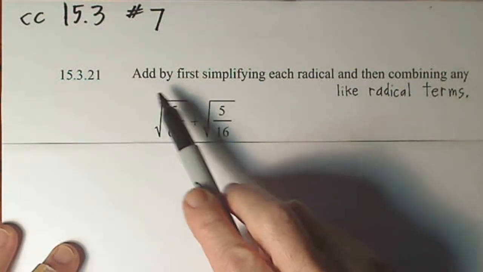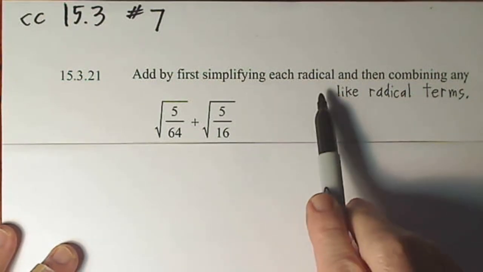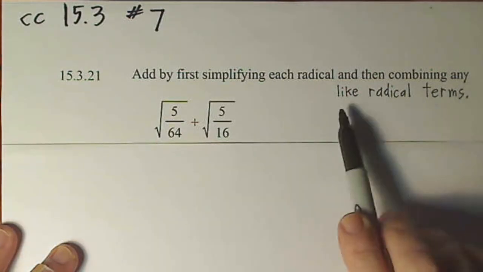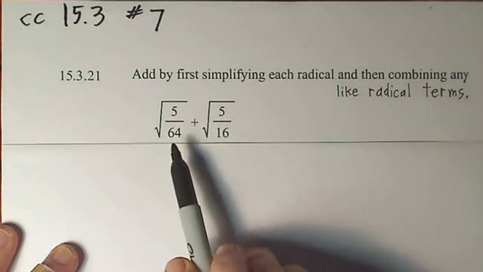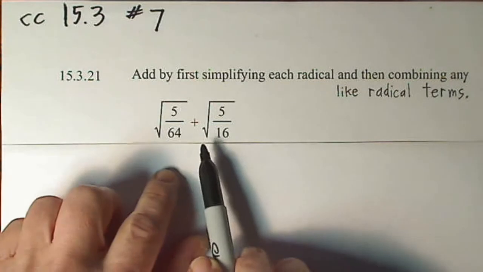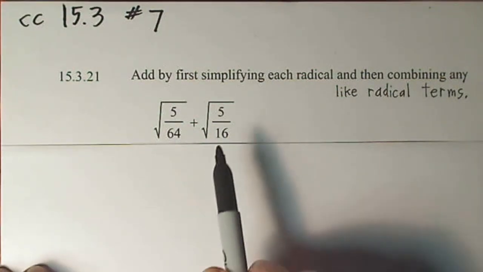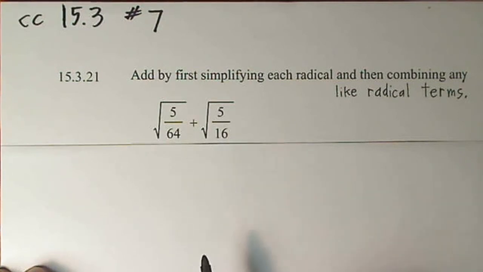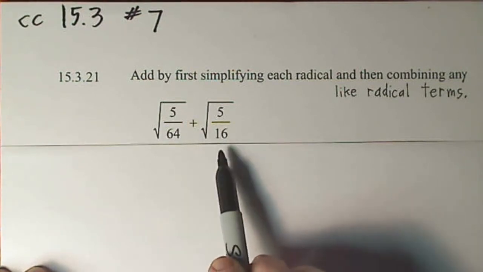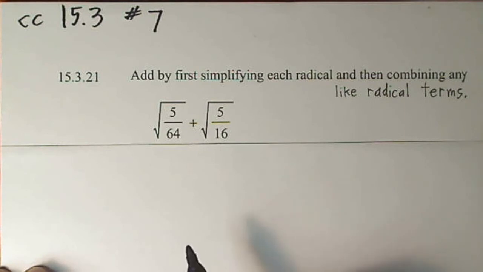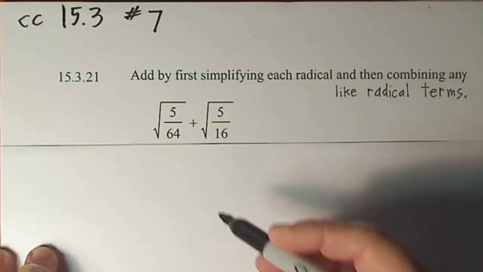Alright, we are asked to add by first simplifying each radical and then combining any like radical terms. To simplify these, first off, if you want to add or subtract radicals, they have to be exactly the same. So these two clearly aren't the same to start, and if you're going to add or subtract fractions, your denominators have to be the same.